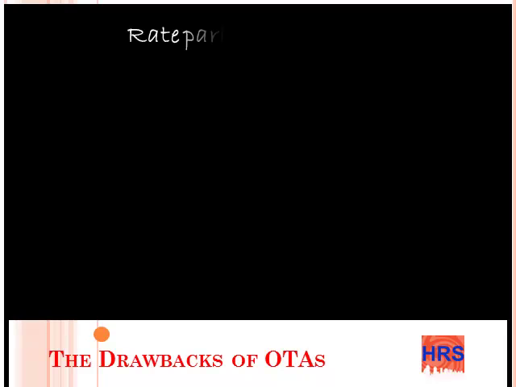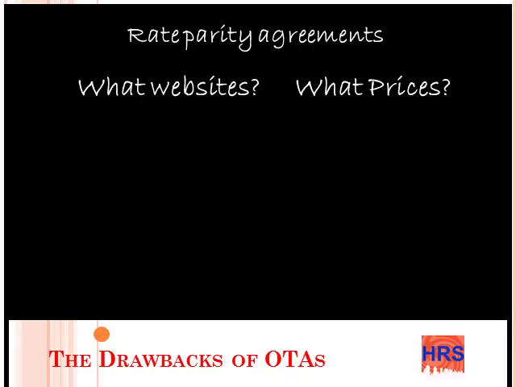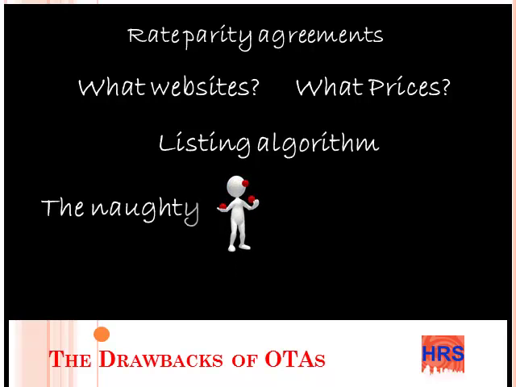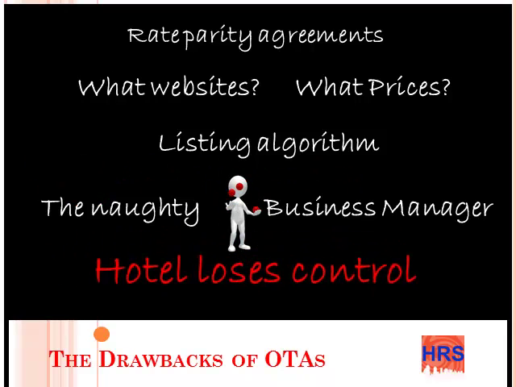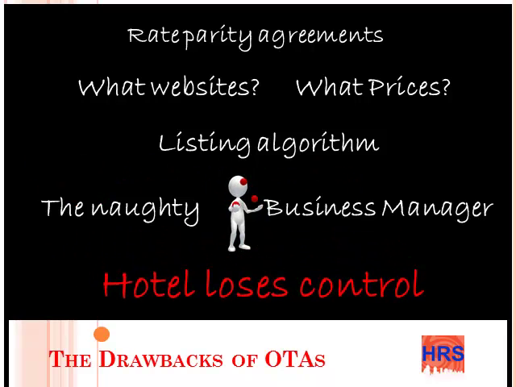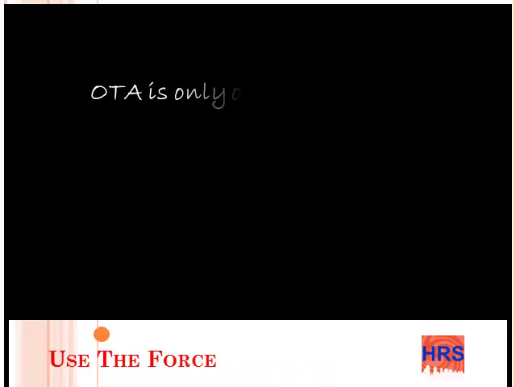When you sign up with an OTA, the agreement usually includes a rate parity clause, but you have no idea which websites they will use to promote your availability, nor how your room prices will be displayed. Worse, you may not be told how the listing algorithm works, and you certainly won't be told how much a local business manager can manipulate it to benefit some hotels over others. In short, once you sign up with an OTA, you lose control of that portion of your revenue stream. But it needn't be so.